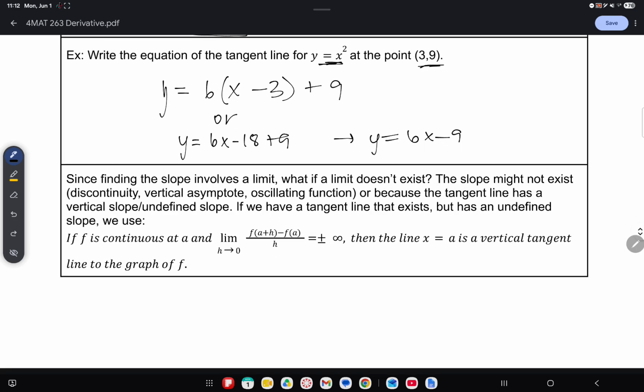Okay, so what if a slope doesn't exist? Let's say we find the limit and we get either of the infinities. Then what we have is a vertical tangent line. So then our equation will become x equals a, whatever the x value is, as the vertical tangent line.